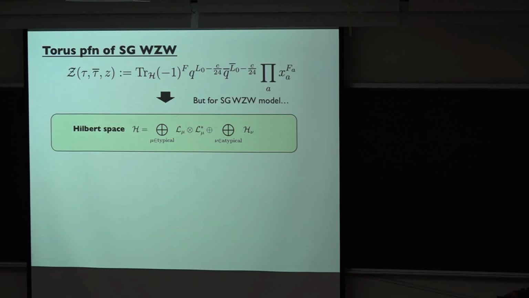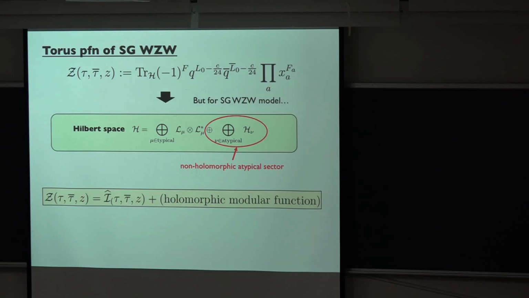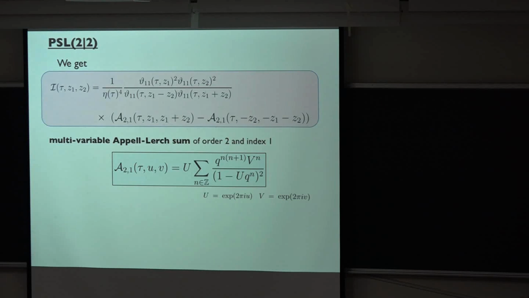So in the anti-holomorphic part, it is this atypical sector. So we're proposing that this particular function, if we take this as such a modular completion, then we can compute the non-holomorphic part, or the modular total partition function. Okay. So here are our results.